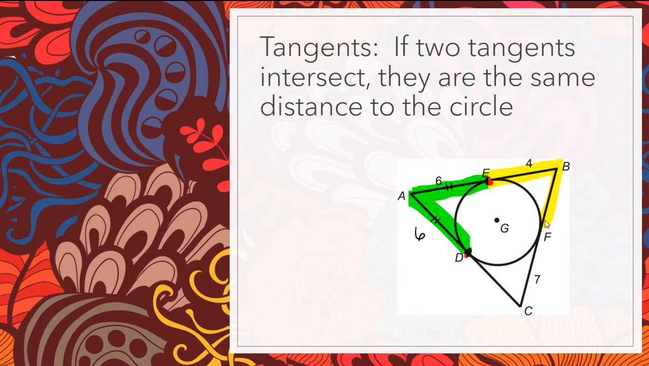Okay? And then since I know that CF is tangent and CD is tangent, since they meet at this vertex, we know that CD is also 7. So when it asks you to find the perimeter, you should know by now the perimeter means add up all the sides. It's the sum of the sides.